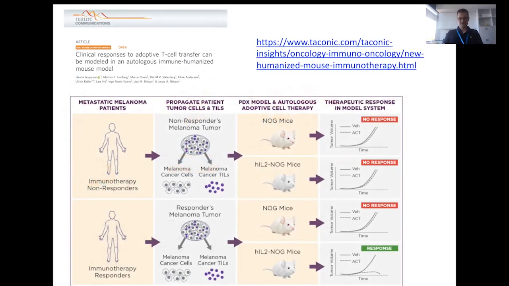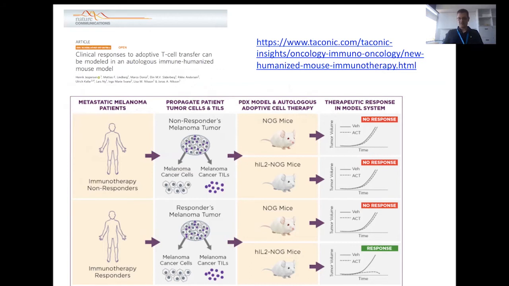So this is just a description of the paper that we have already published, which basically shows that it is possible to obtain complete responses in PDX models using adoptive T cell transfer.